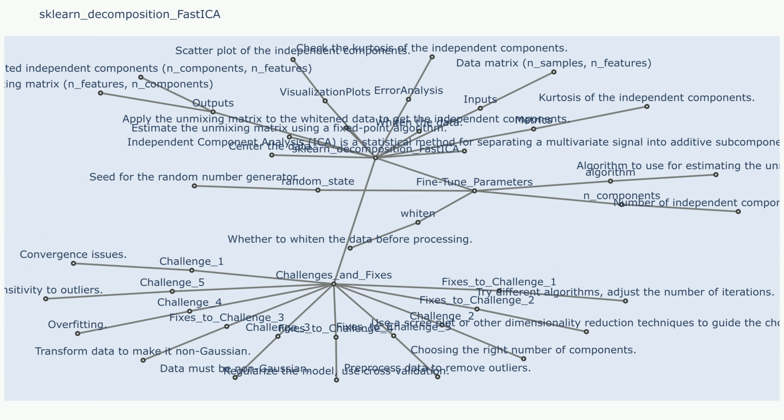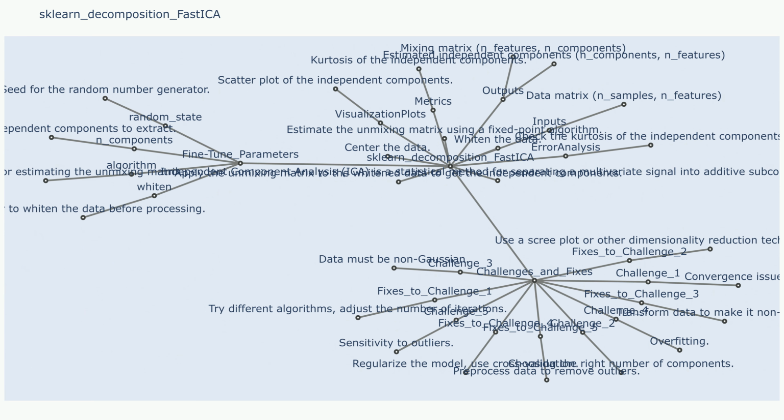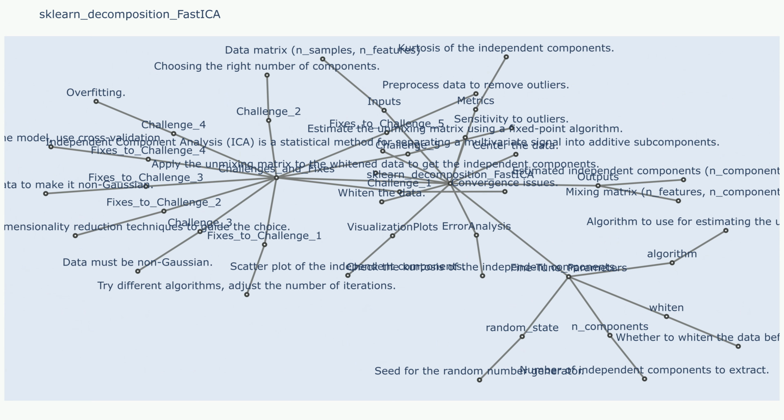Challenge 2: convergence issues. In some cases, the fixed-point iteration method used in FastICA may not converge, leading to inaccurate results. Sample use case that resulted in challenge 2: applying FastICA to a dataset with highly correlated features. Fixes to challenge 2: try different values for the max_iter and tol parameters. Consider using a different algorithm, such as deflation. Preprocessing the data to reduce correlations can also be helpful.